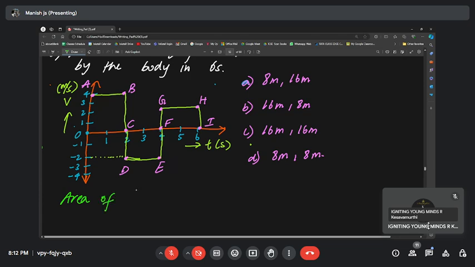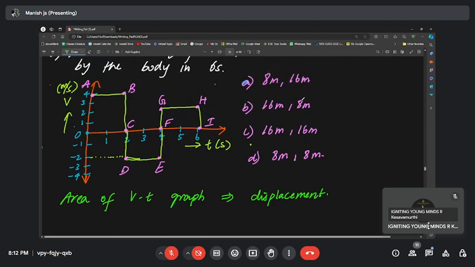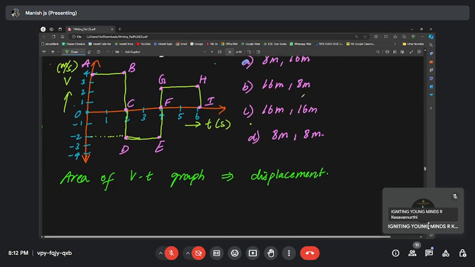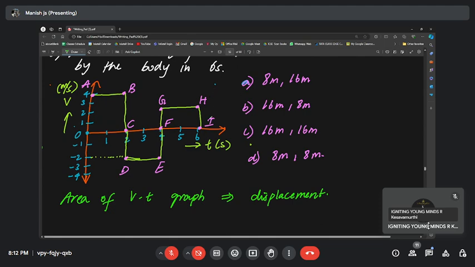Area of velocity time graph indicates displacement. So find out the area first, the way it is represented. The full area of the velocity time graph you will have to calculate. When I say area of the velocity time graph, you have to consider the areas of all the figures given in this particular graph.